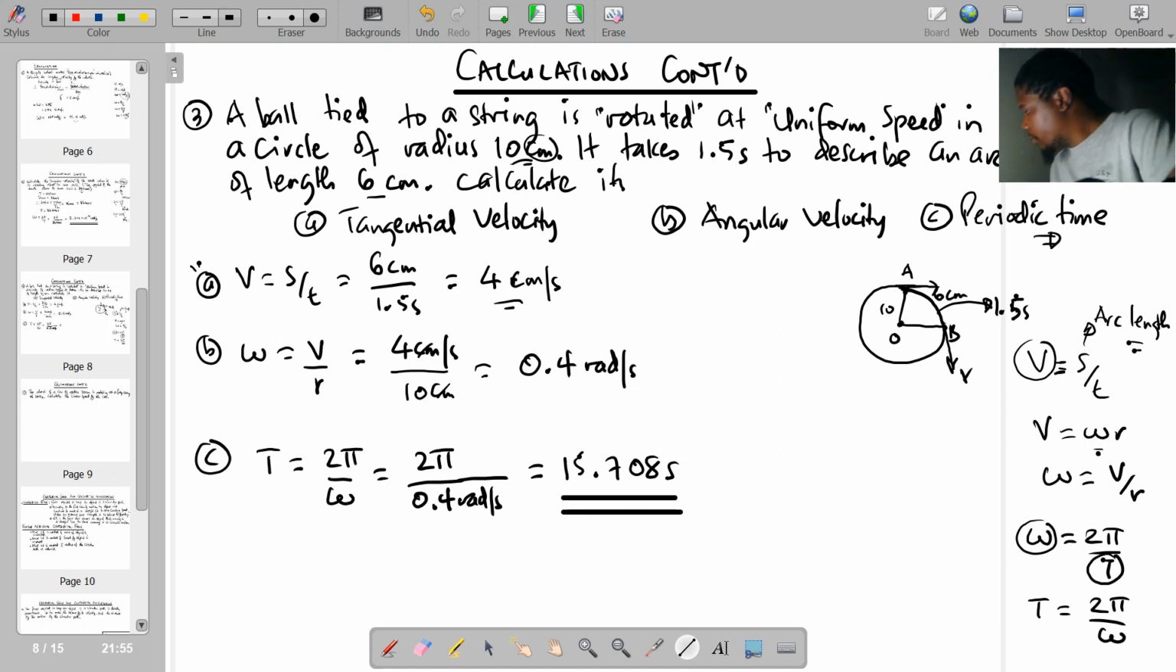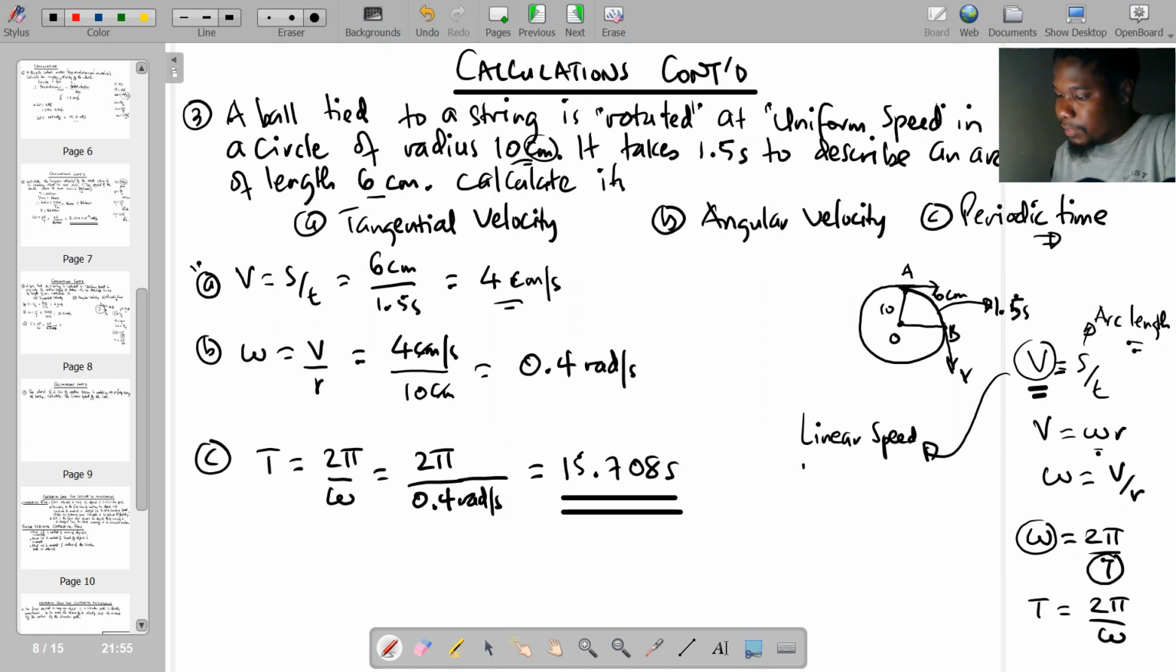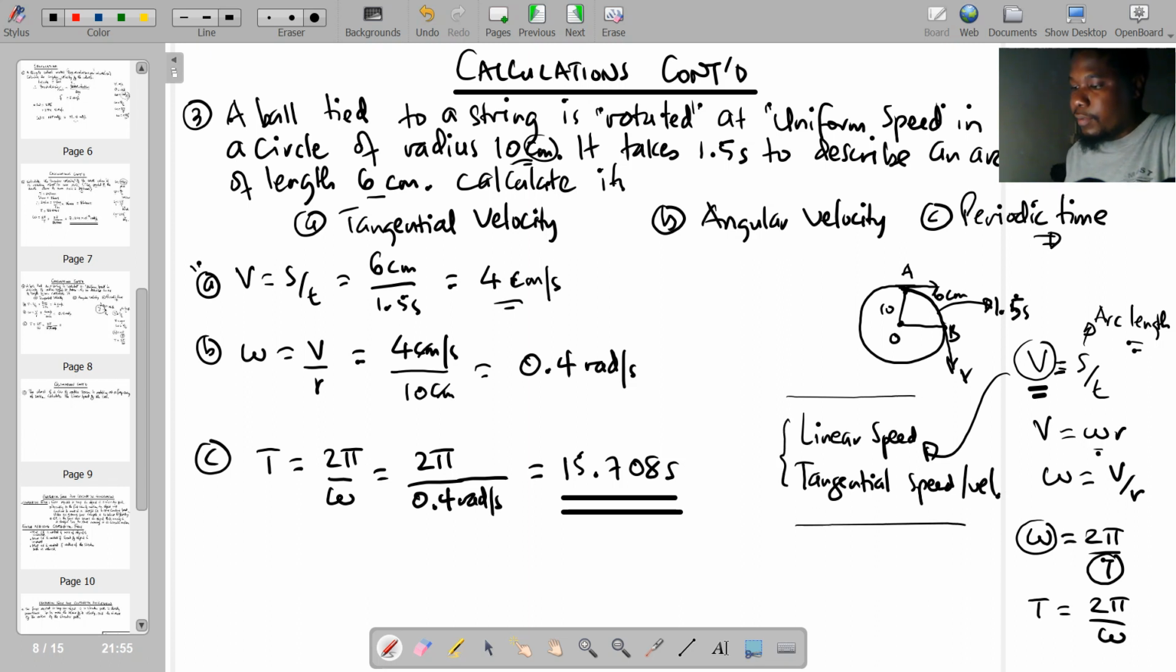All right, so that should be our time period. That is so simple, isn't it? I think it's not that complicated. It's just remembering the relationships between these things. Remember that linear speed can sometimes be labeled as tangential speed or velocity. So all this terminology is just referring to the same thing.